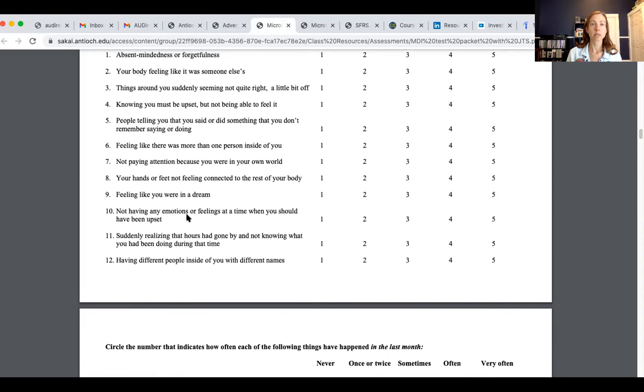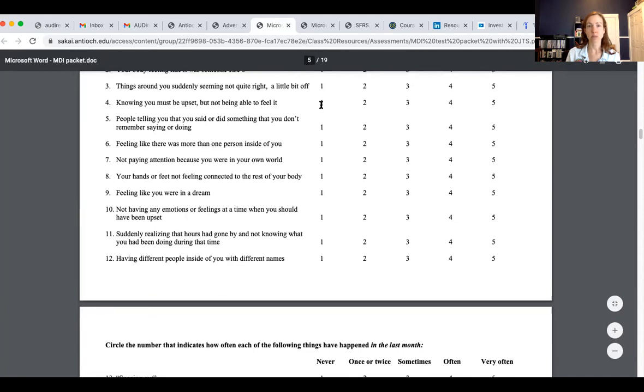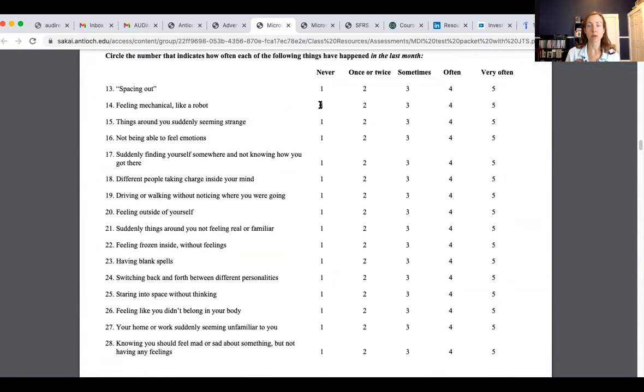Or things around you suddenly seeming not quite right or a little bit off. A client is probably not going to disclose that little tidbit of information, especially if it's something that most of us would probably just dismiss, or be embarrassed about admitting. But here it is in black and white, and you can administer this assessment in order to get a little bit more in terms of where on the spectrum they fall with dissociation.